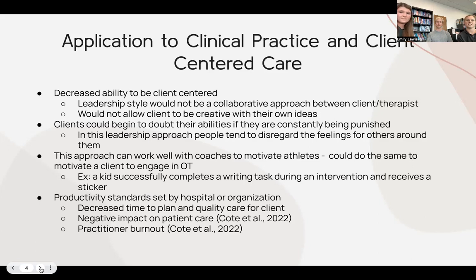The Cole et al. article showed that having high productivity requirements has been found to have a negative impact on patient care, such as impacting the types of interventions chosen by the occupational therapist. Choosing interventions that require more hands-on assistance and off-the-clock work negatively impacted patient care, and occupational therapists feared repercussions of management if their standards were not met. Connecting this to transactional leadership, it is similar to the reward penalty system. Productivity standards that are set very high have also shown an increase in practitioner burnout.